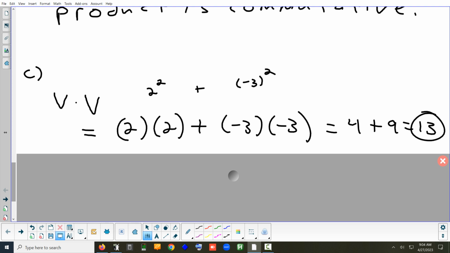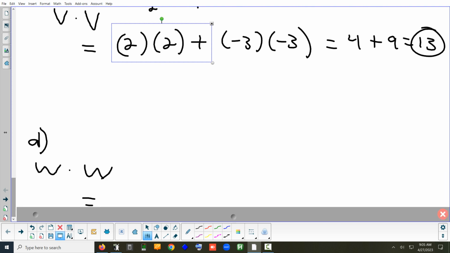If I took the square root of that number, that would tell me the magnitude of vector v. It would be the square root of 13, because I squared the first number, I squared the second number, and I added them together. All that's left would be to take the square root if you wanted the magnitude. This question wasn't about the magnitude, but that's the dot product, 13.